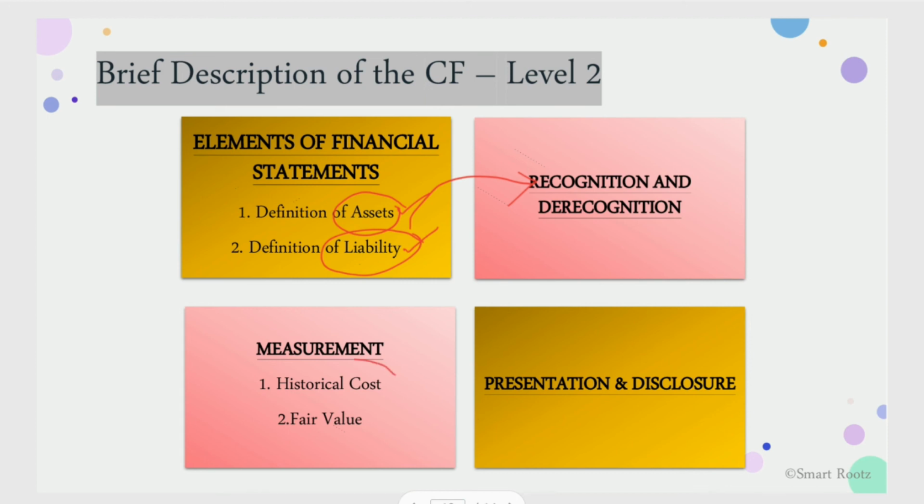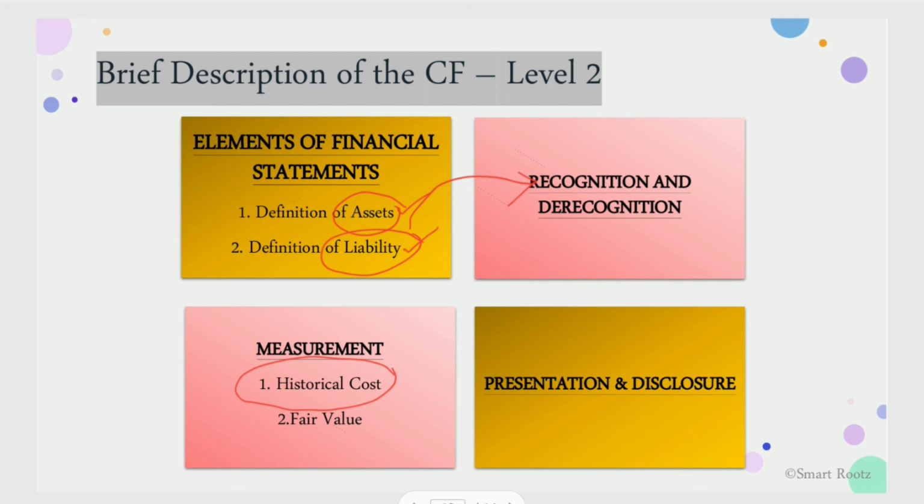And then it talks about measurement. So I know that this should be recorded, but what value should I record it at? Should I record it at the value that I purchased it 10 years ago, or should I record it at the value that is today? So today if I purchase the asset, what's the value? So what is the value that I should use to measure this particular asset? So it provides detailed guidance on how to measure the asset.